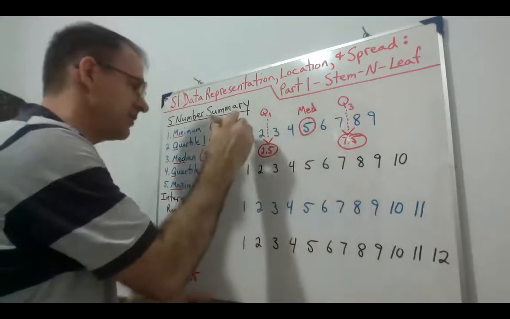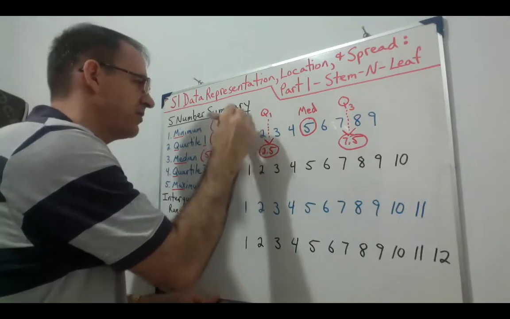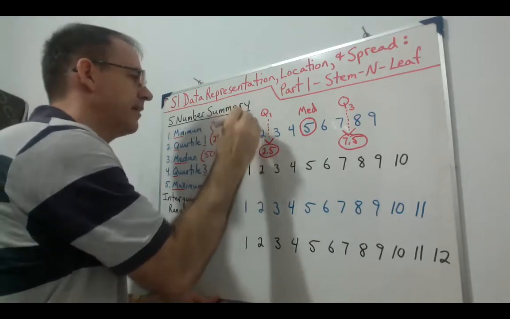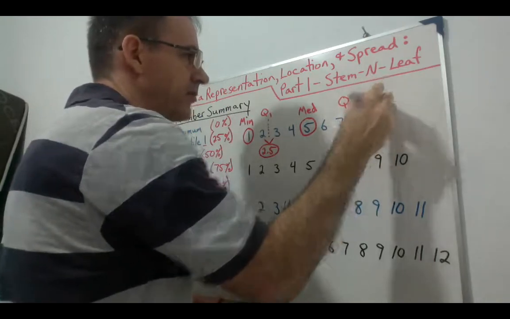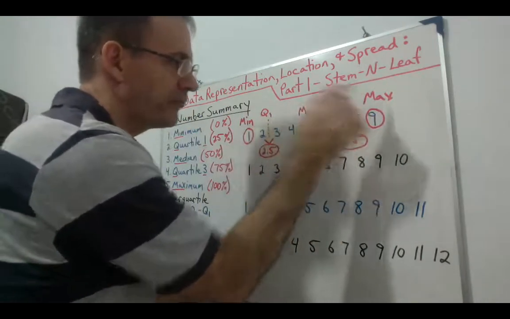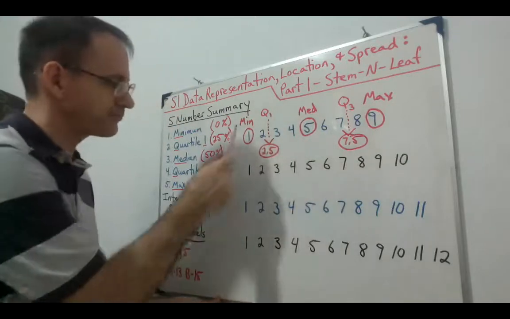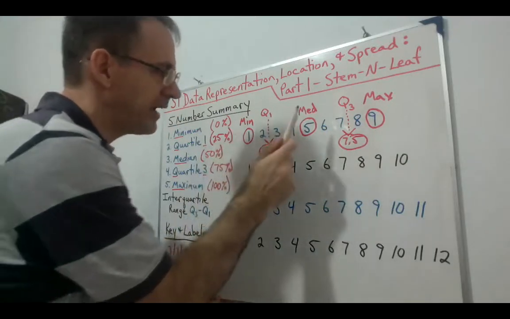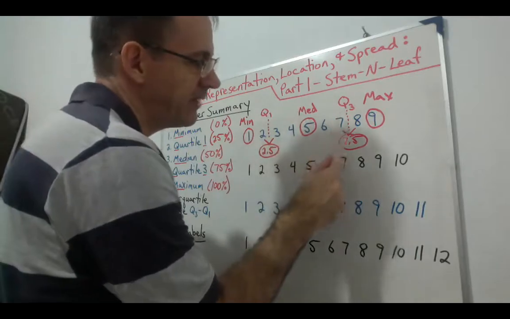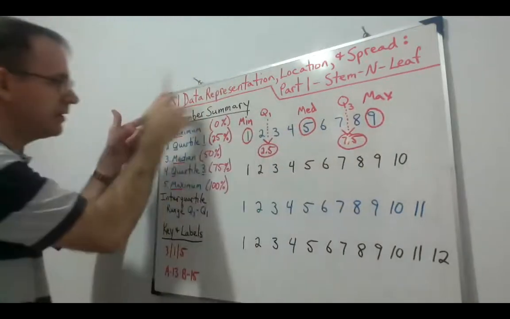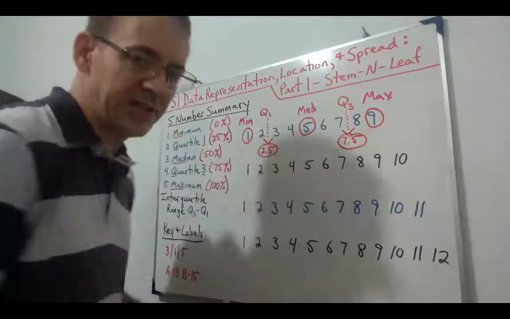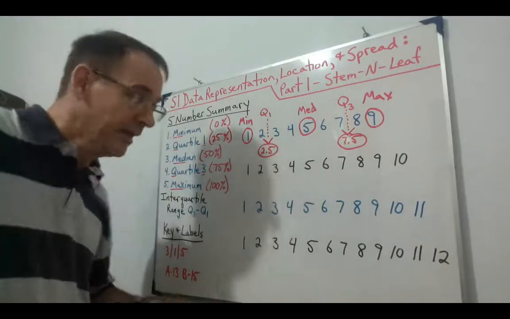So then obviously the 1 here, that's our smallest, that's our minimum, and the 9 is the largest, that's the maximum. So here's 1, 2, 3, 4, 5 important numbers. 1, 2.5, 5, 7.5, and 9. That is our 5 number summary of this particular data set. Okay, well, let's move on.